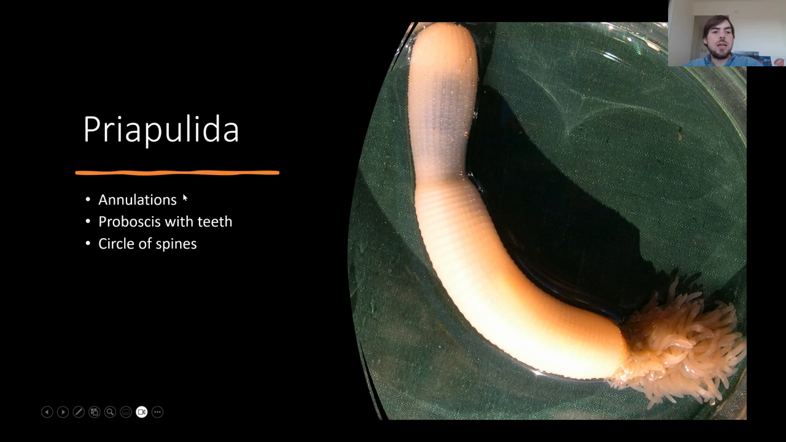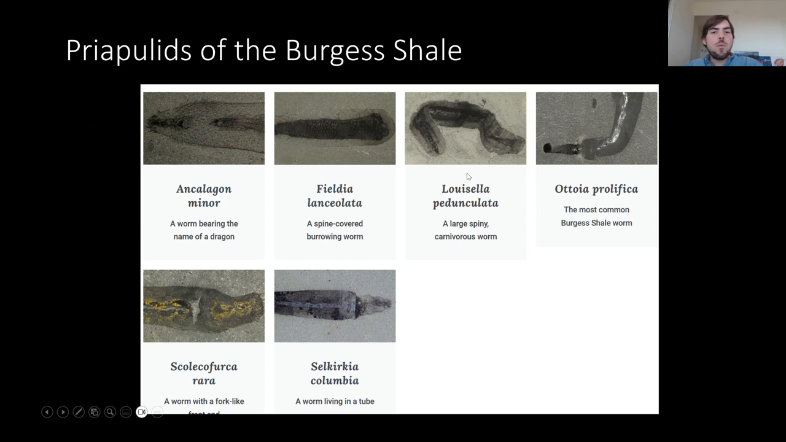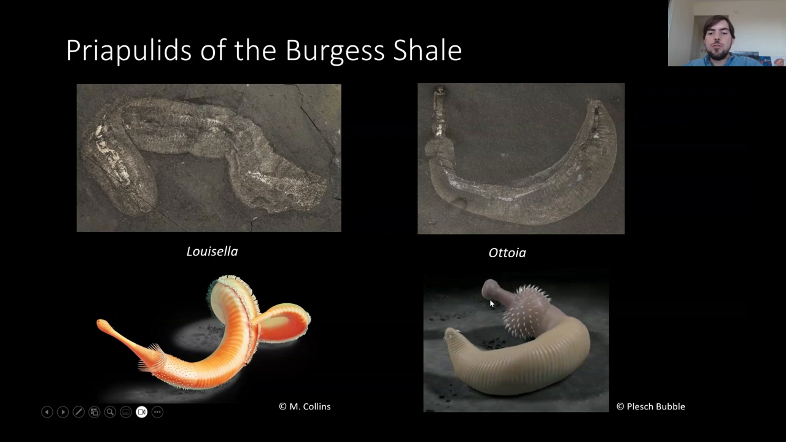So some of these traits that can be seen in fossils from the Burgess Shale are annulation, so this body is annulated in different parts. The proboscis, it's an invaginating pharynx that has teeth and it's used to capture animals. So many of these animals are predators and burrowers, as well as a circle of spines. So many groups nowadays of priapulids have spines on their frontal part, as well as the ones from the Burgess Shale. So priapulids have quite a good diversity in the Burgess Shale, and I'm just going to tackle two species.